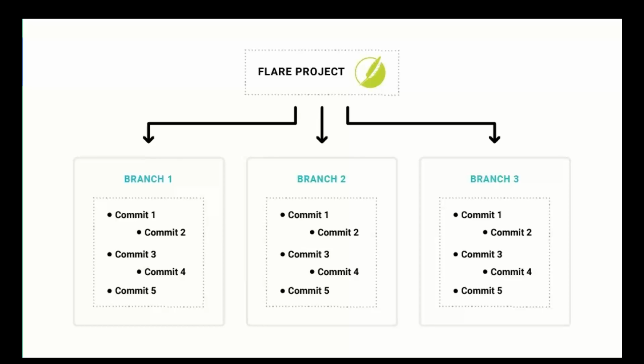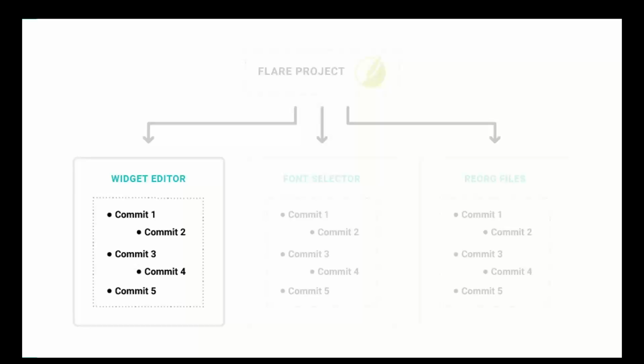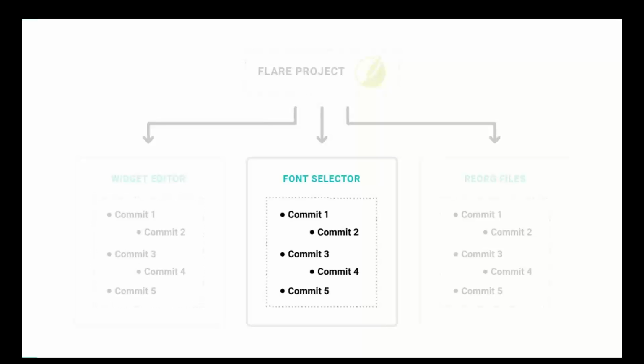Here's an example of 3 branches for the same project. Let's say you need to document 2 different features for your company's product. So you could create a branch dedicated to the first feature. Maybe it's for a feature called the widget editor. So you name the branch widget editor, just to make it easy. And then you create another branch for documenting the second feature. Maybe that feature is called a font selector, and so you name the branch font selector.